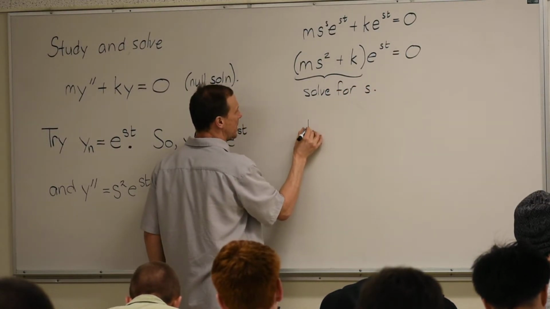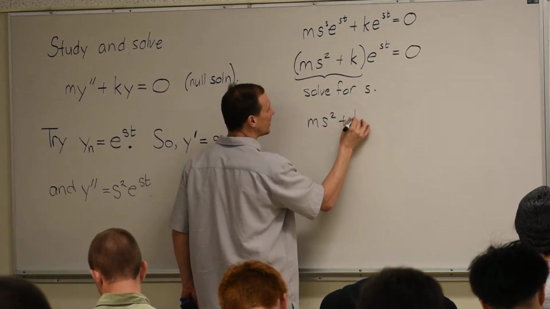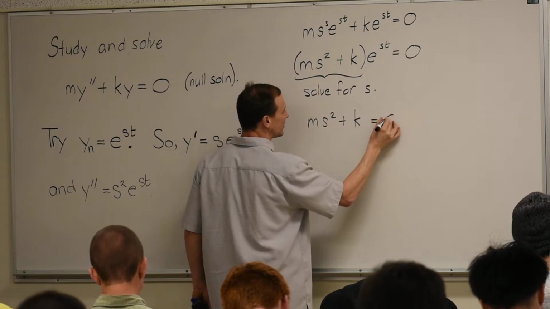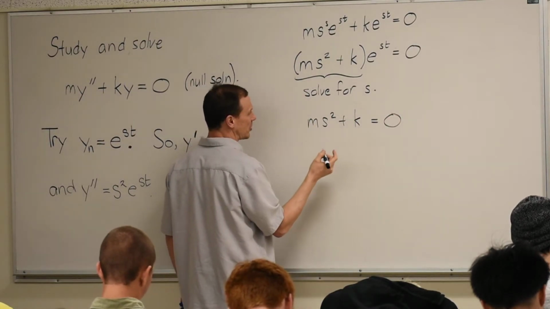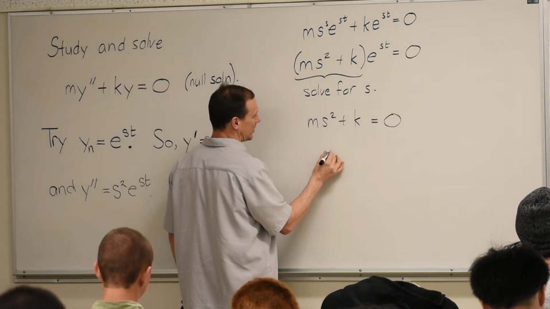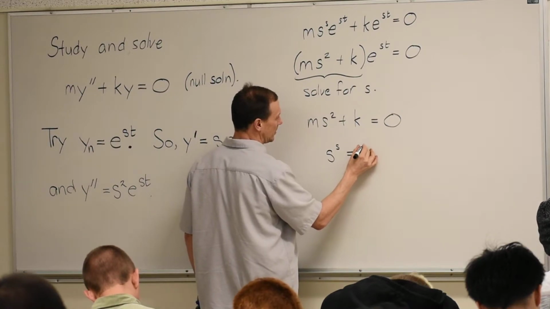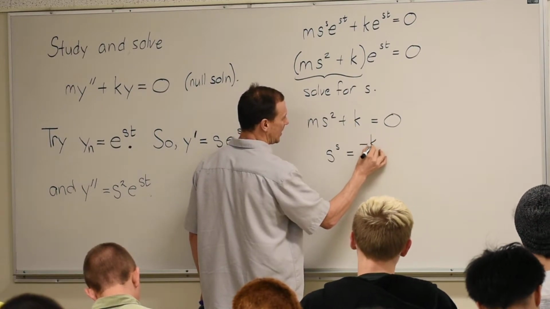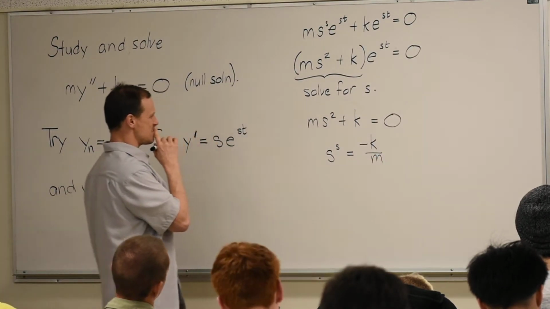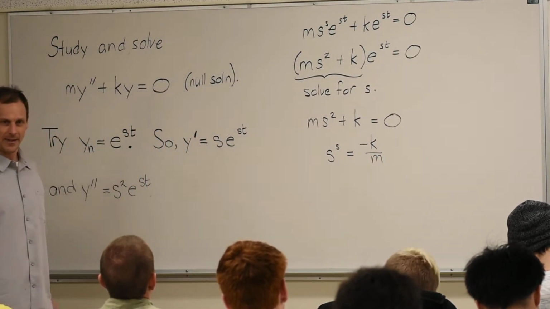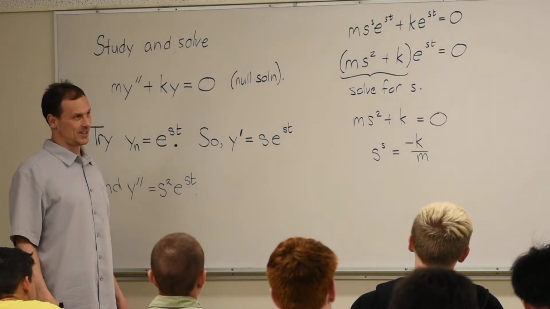So I do that with m s squared plus k equals 0. Let's see, let's subtract the k, divide by the m. So I have s squared is minus k over m. Does that look right? Did I do that right? That's a problem. K is positive. X has to be positive.